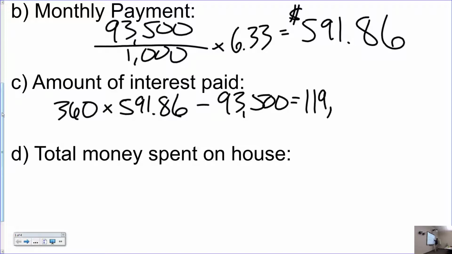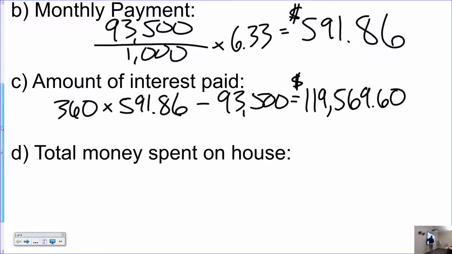How much interest did we wind up paying? 119,569.60? Yes. Okay. So basically, you wind up paying $120,000 of interest. Ouch. This is why it's painful to buy a house. Again, yes, you bought the house twice.